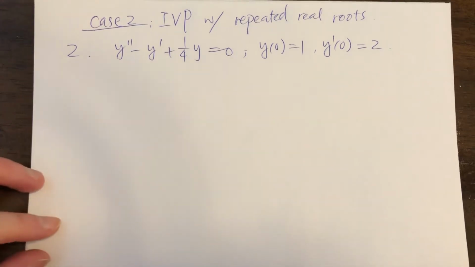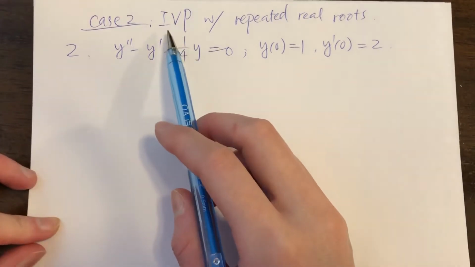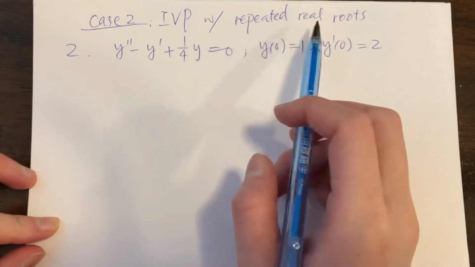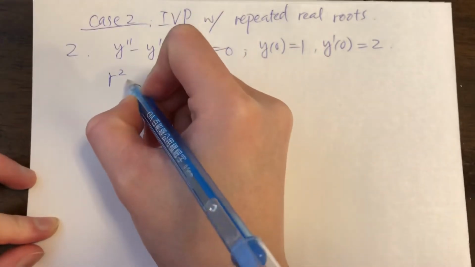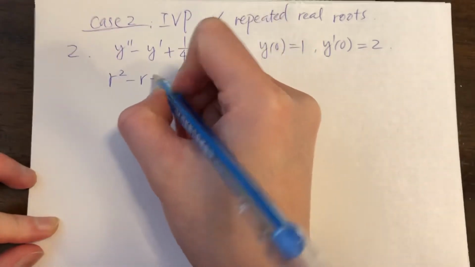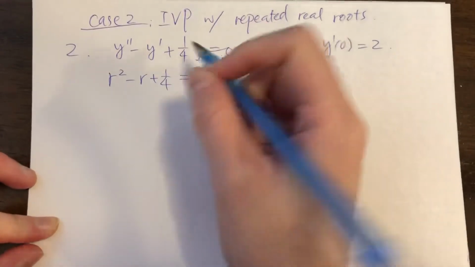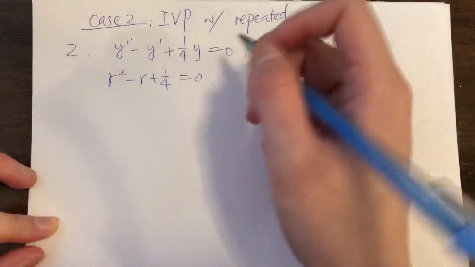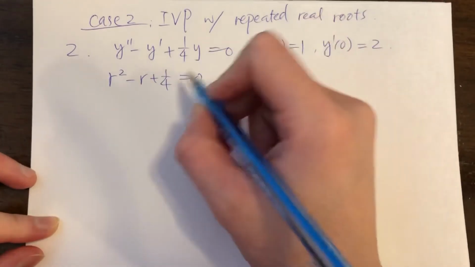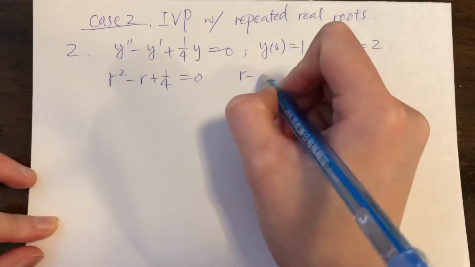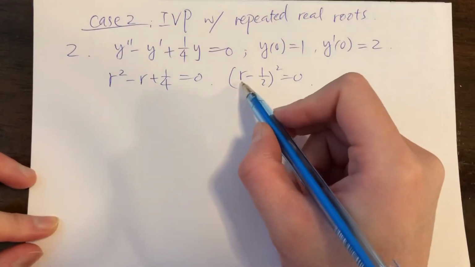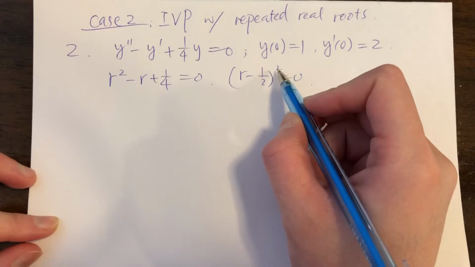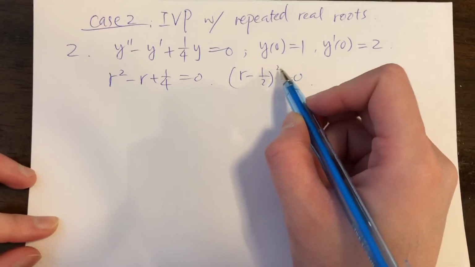Okay, so this is the second case. That's initial value problem with repeated real roots. So again, you start with this coefficient equation in r. And then once you solve it, you see that, well, let me include one more step. You see that we have a solution of 1 over 2, but it's kind of with multiplicity 2, right?